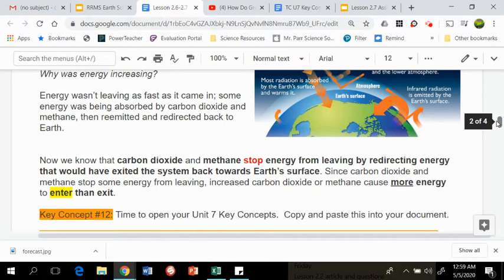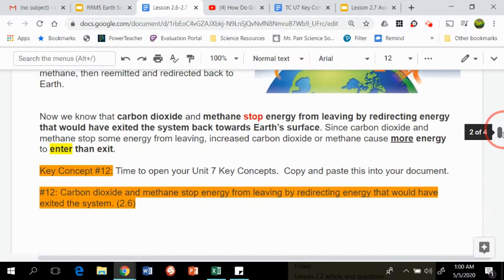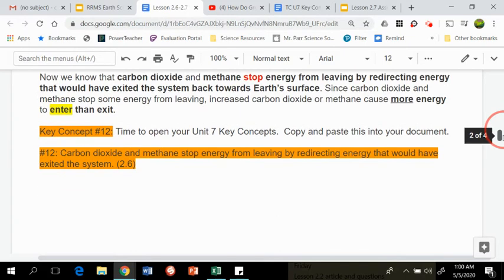Now we know that carbon dioxide and methane stop energy from leaving by redirecting energy that would have exited the system back towards Earth's surface. Since carbon dioxide and methane stop some energy from leaving, increased carbon dioxide or methane cause more energy to enter than exit. It's not letting some of that energy exit. So that leads us to key concept number 12, which is carbon dioxide and methane stop energy from leaving by redirecting energy that would have exited the system. So they stop the energy from leaving and they redirect it back to the surface.